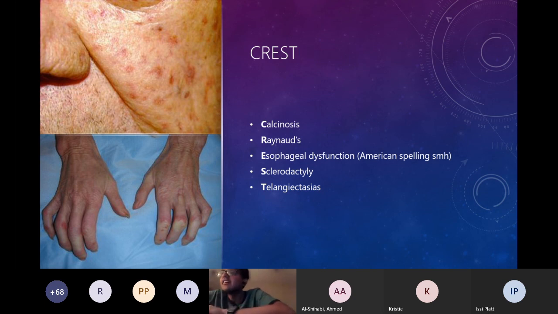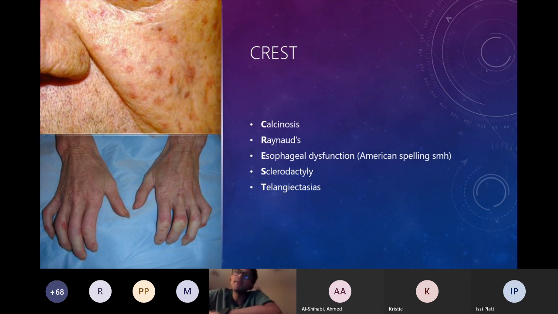What's E? Esophageal dysmotility. Yeah, it's the American E, sorry. S? So S is sclerodactyly. That just means that they've got like tight skin on their fingers. And then the last one is T.